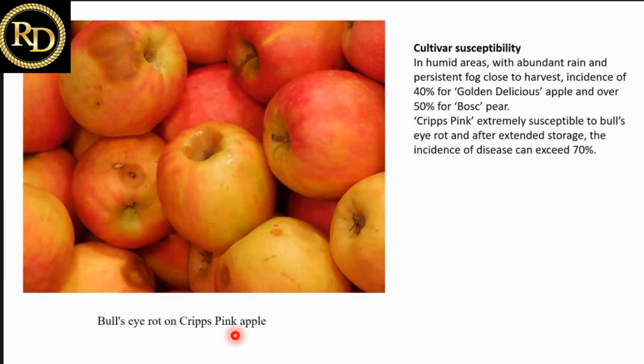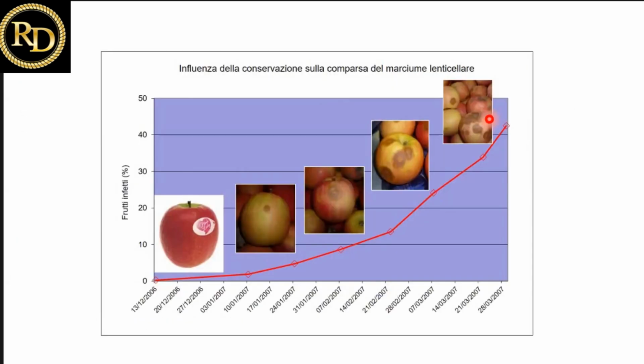This is really susceptible. If you don't do some treatments at the end of the season, at the end of the storage, you can have over 70% of the fruit affected by this pathogen. Anyway, other varieties are also susceptible, so Golden Delicious apple and also Bosc pears. Here you see during the season from harvest through the storage, this was a study done in 2007, how the incidence is growing quickly during the season.